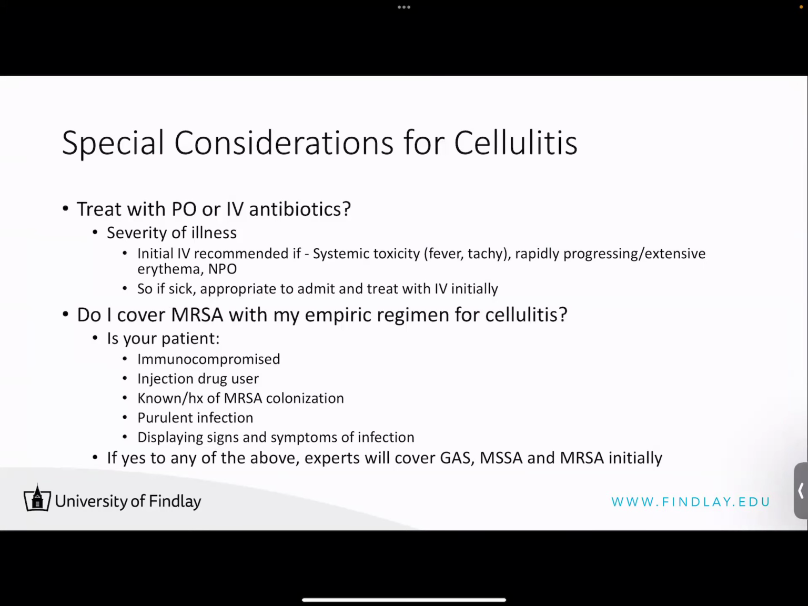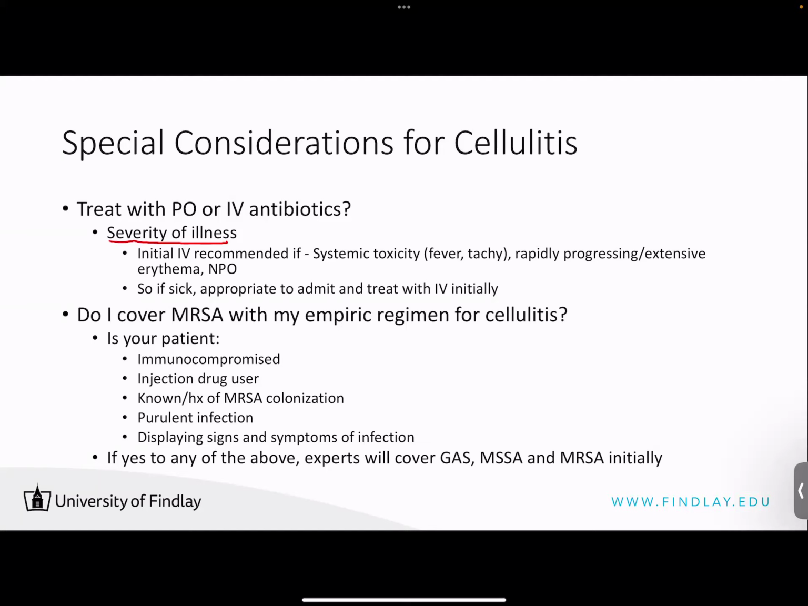Okay. So the severity of the illness is really the dictator on whether or not you go PO or IV, the absence or presence of symptoms, in particular comorbidities. They all play into your initial choices.